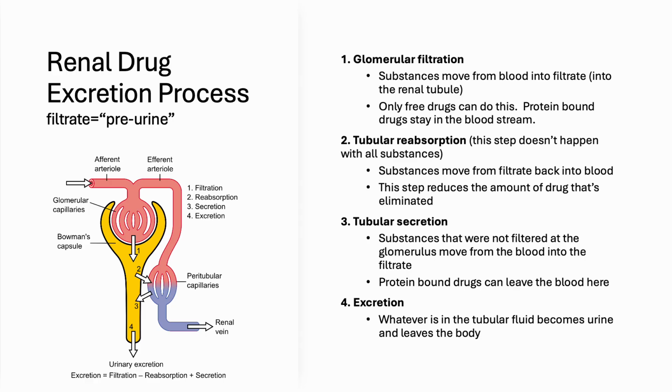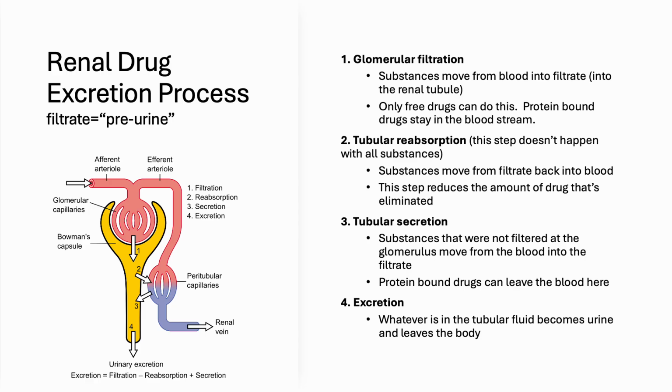What happens first? The substance gets to the kidneys. It's in the capillaries of the kidneys. And it moves from the blood into the filtrate. So the body's getting ready to pee it out. Only free drugs can move from blood into filtrate. Protein-bound drugs stay in the bloodstream. Okay, so we have substances. Some have moved into the filtrate, into the pre-urine, what's going to be urine. Some have stayed in the bloodstream.